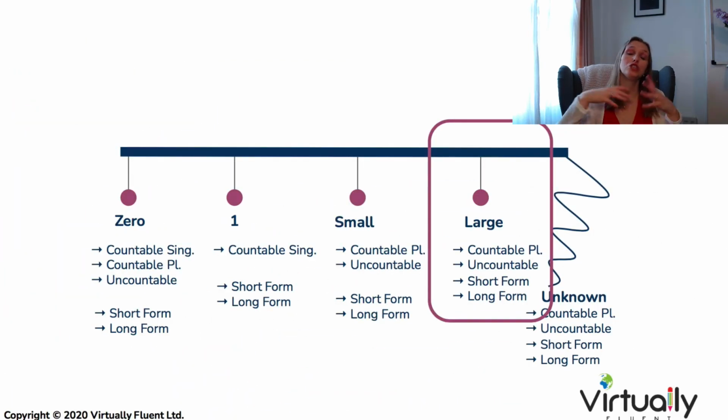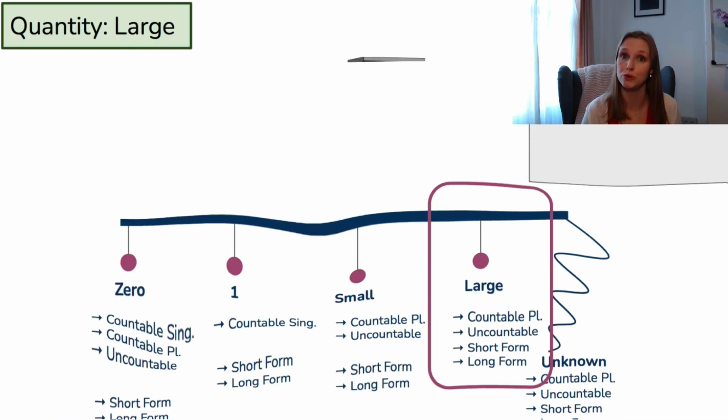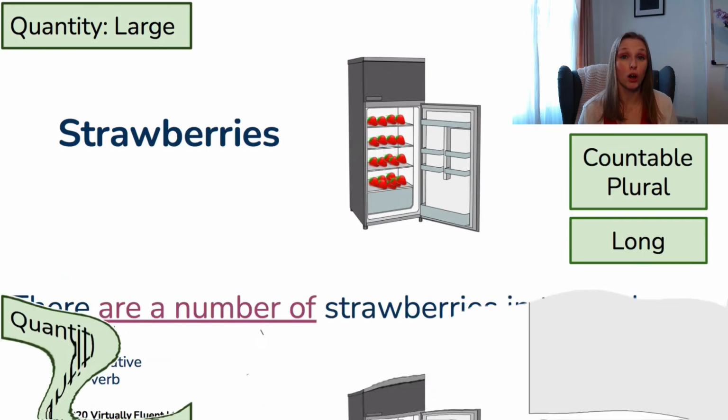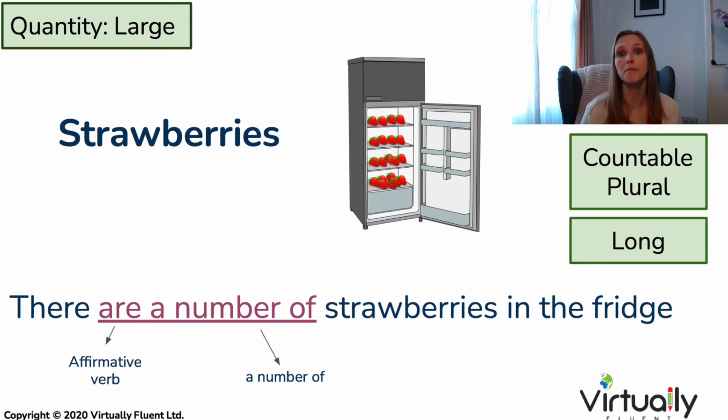Now we want to move on to a large quantity, and there's quite a few different expressions we could use. Let's start with our plural countable nouns, for example, strawberries. Now, one word we could use is several. And here we do need an affirmative verb. For example, there are several strawberries in the fridge. Alternatively, we could use a number of. There are a number of strawberries in the fridge, also affirmative.